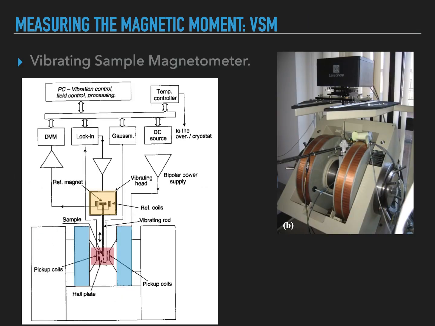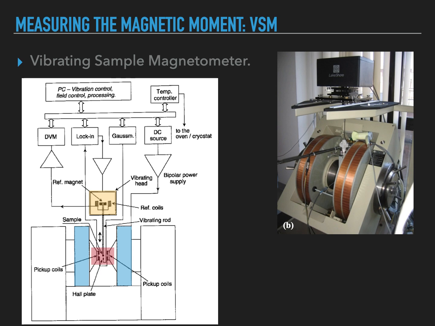Now, as we said, we would like to measure the magnetic moment of our samples. A common approach is to use a VSM, a vibrating sample magnetometer. It consists mainly of three parts. One is the electromagnet, that is the light blue part in the schematic diagram, with its Hall probe to measure the applied field value. The second part, that is the light orange part, is the so-called vibrating head.